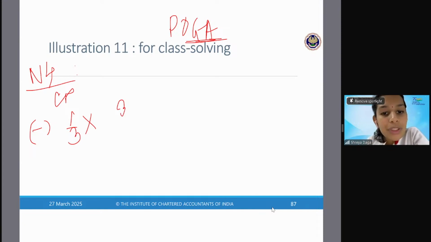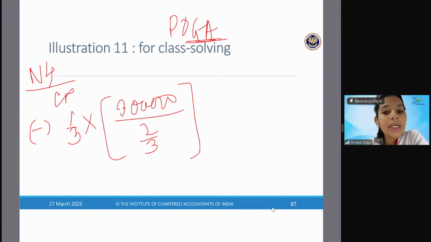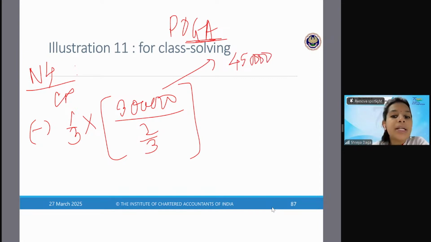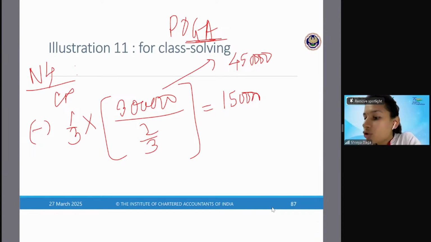3 lakh है ना commuted amount, और commuted percentage तो 2/3 था, है ना? ये हमने निकाला था as 4,50,000. You remember? हमने निकाला था as 4,50,000. 3 lakh अगर commuted amount है, commuted at the rate of 2/3 or 66%, then what is the total? 4,50,000. तो 1/3 of 4,50,000 कितना होता है? 1.5 lakh.